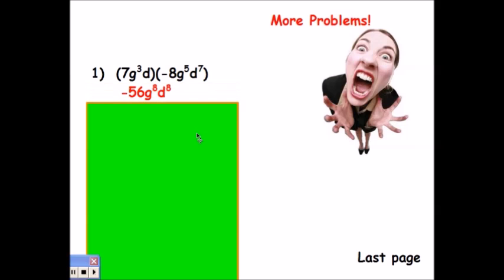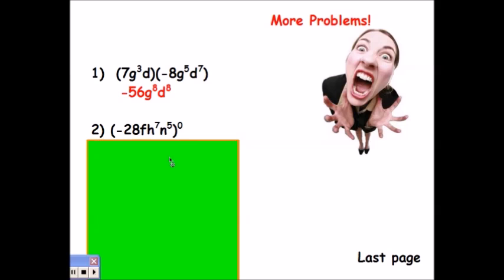This was all multiplication, so I can do it any order, any grouping. First, I'll do the regular numbers. 7 times negative 8 is negative 56. And then g to the 3rd times g to the 5th is g to the 8th. I add my exponents for multiplication. And then d to the 1 times d to the 7th is d to the 8th. 1 d times another 7 d's is like multiplying 8 d's. Okay. Press pause and work this one.